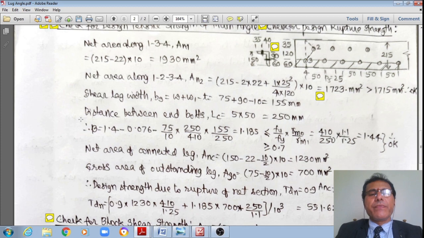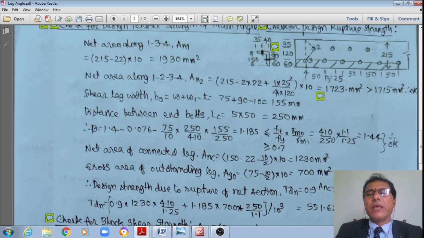Therefore beta is equal to 1.4 minus 0.076 minus 75 divided by 10, upon substitution, multiplied by 250 divided by 410, multiplied by 155 divided by 250. It works out to 1.185.